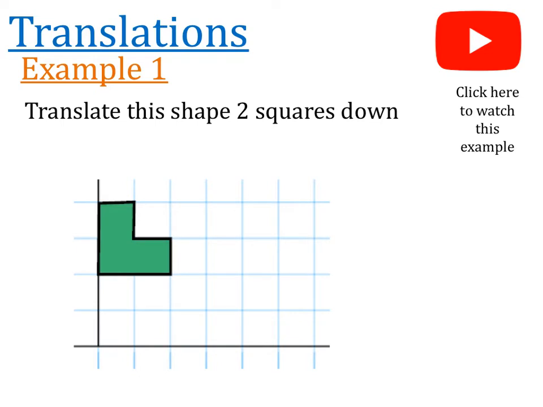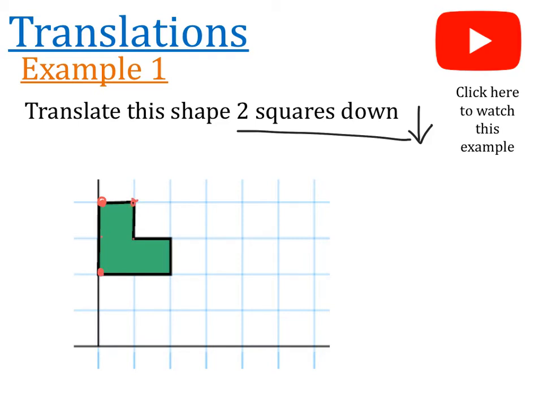Okay, same shape as last time, but this time it says translate this shape 2 squares down. So we're moving everything 2 squares down. So I'm going to take all of the corners and I'm going to move them 2 squares down again. So this corner up here is going to go 1, 2 down here.